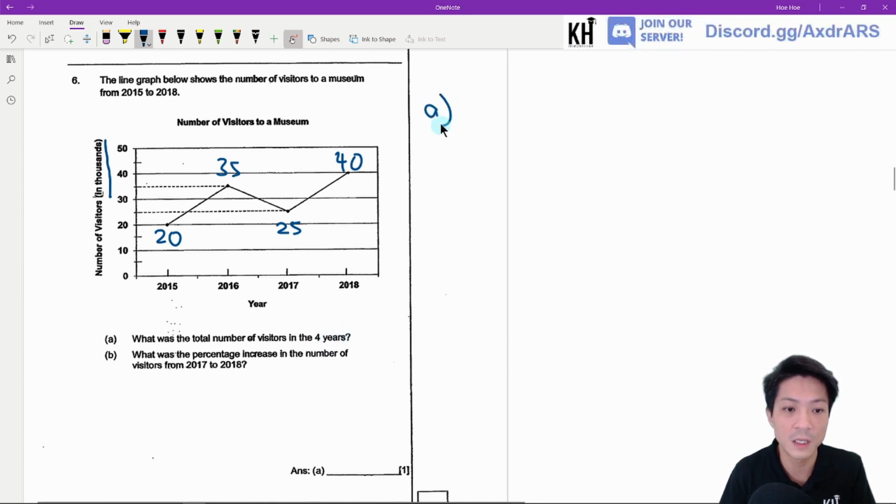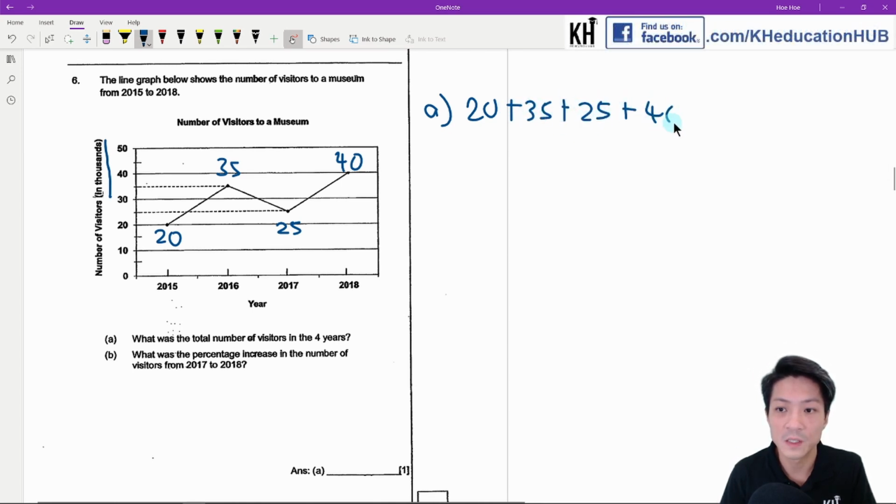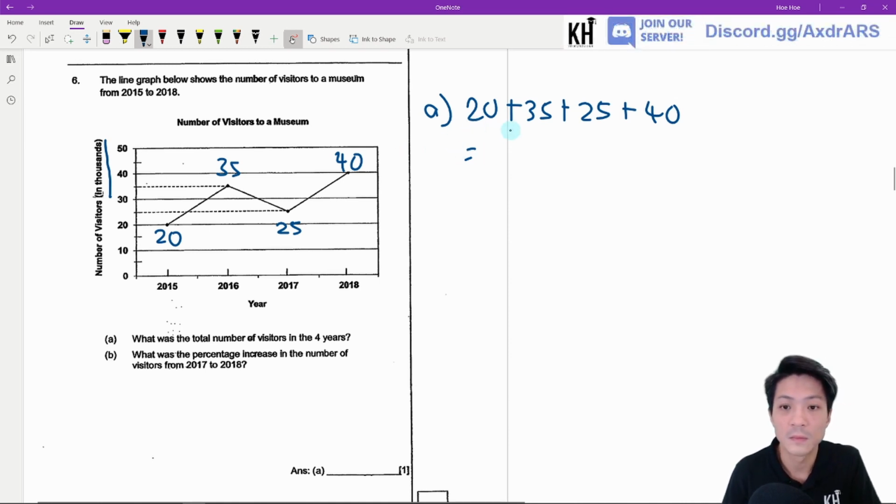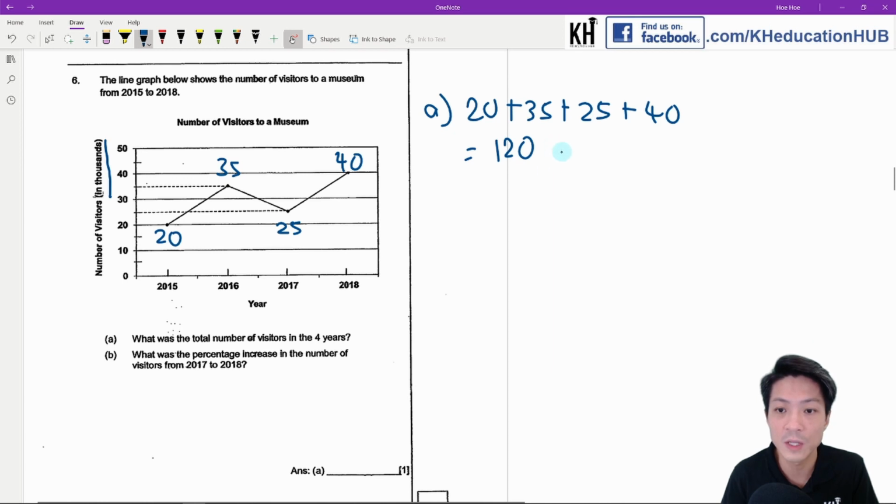Okay, so for part A, just add up 20 plus 35 plus 25 plus 40. Okay, this is going to give me 120, but remember this one is in thousands, okay? So the answer for part A will be 120 thousands, okay? 120,000.